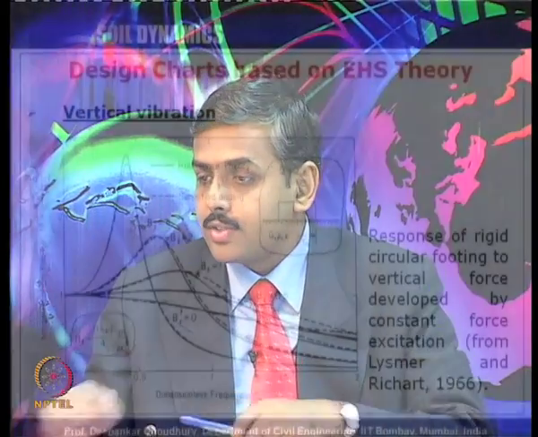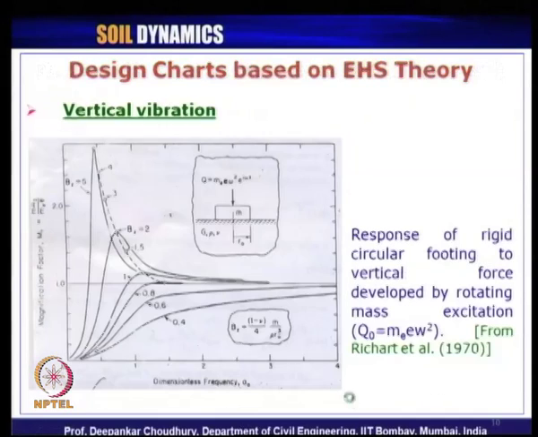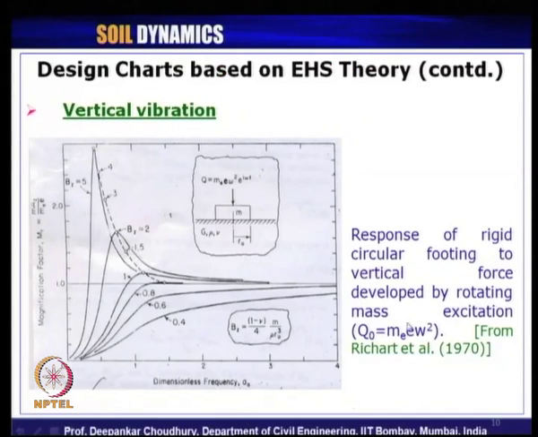Now, coming to this slide again, what we had discussed just now, for vertical mode of vibration with constant force type excitation, this is how the Lysmer model has been compared with Lysmer analog, simplified analog. Similarly, for rotating mass type excitation also, they have been compared pretty well for vertical mode of vibration. Fine? Okay. So, with this we will stop our lecture today. We will continue further in the next class.